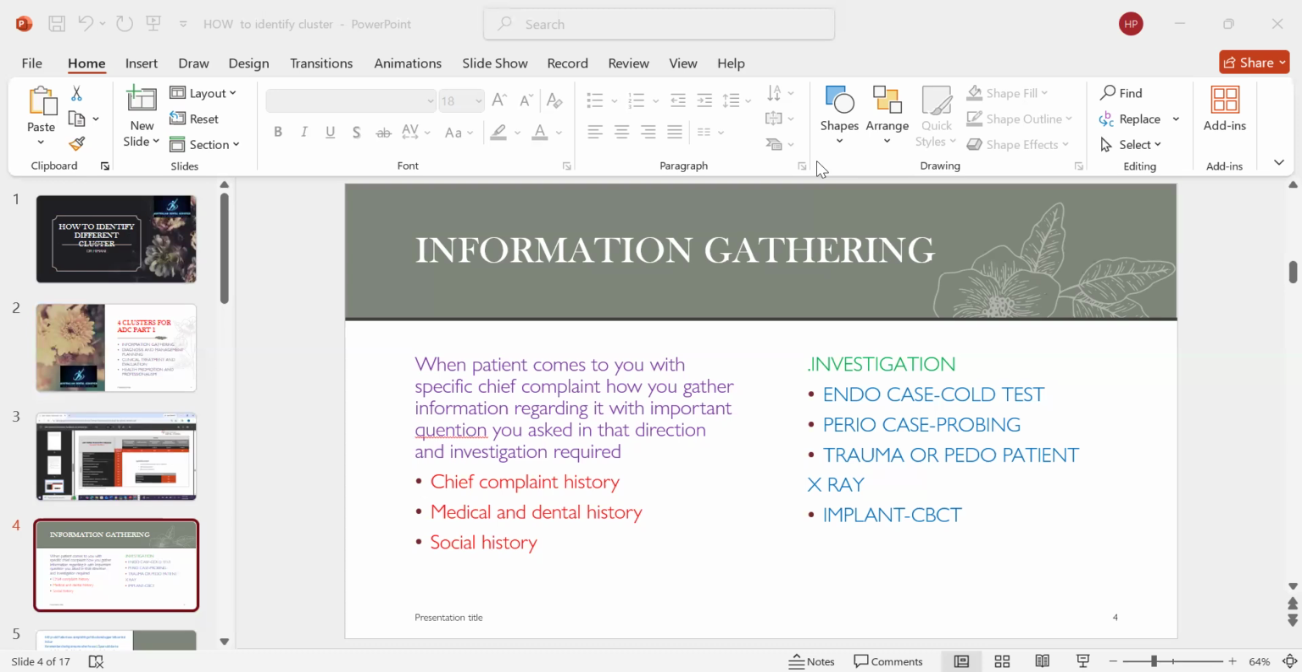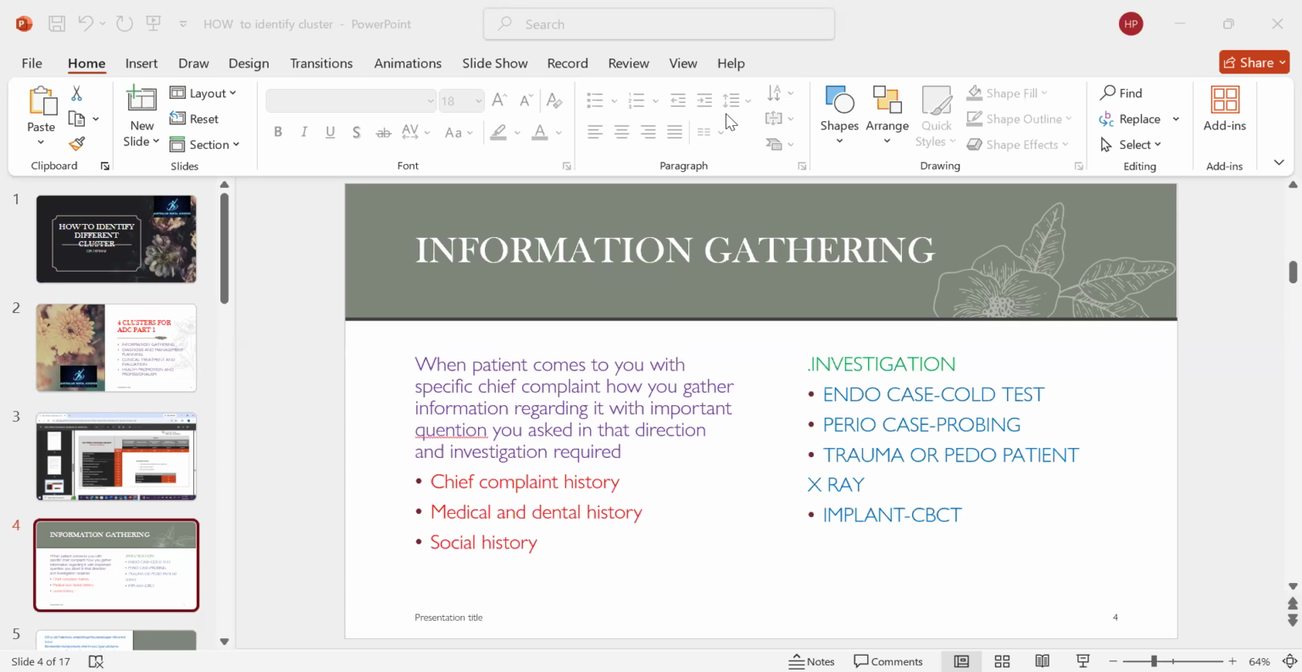If there is a high caries risk patient, how frequently are you going to ask the patient to visit the clinic? Instead of 6 monthly, if the patient belongs to the high caries risk, your evaluation criteria or follow-up visit is going to be shorter in that case. So diet history is important, smoking history is important. So information gathering belongs to the different histories and the investigation part.